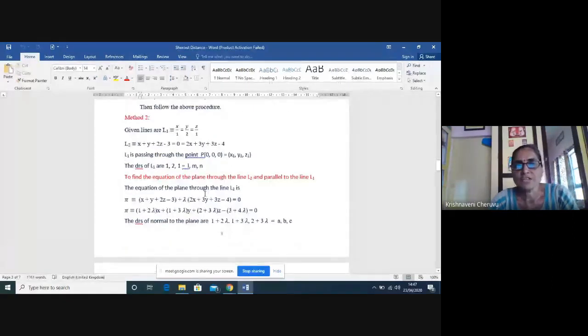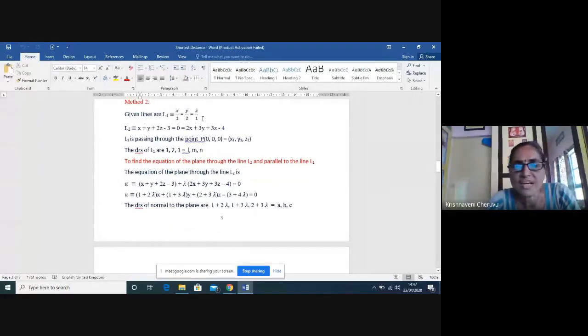Now the second method. The given lines are like this. One is in the symmetric form, the other one is in the unsymmetric form. The first line is passing through the point (0, 0, 0): x minus 0, y minus 0, z minus 0. The DRs of the first line are 1, 2, 1, meaning l is 1, m is 2, n is 1. So the line L1 is passing through the point (0, 0, 0) and it has DRs 1, 2, 1.